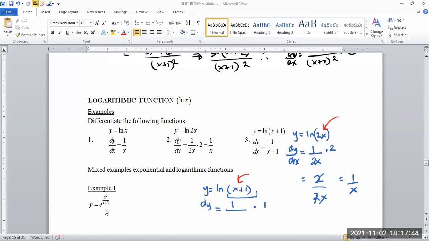You may have a problem then. Do me a favor, because this is an exponential function, just differentiate x squared over x plus 5 for me, this quotient, x squared over x plus 5, and then I'll tie it in for you for the final answer. Okay.